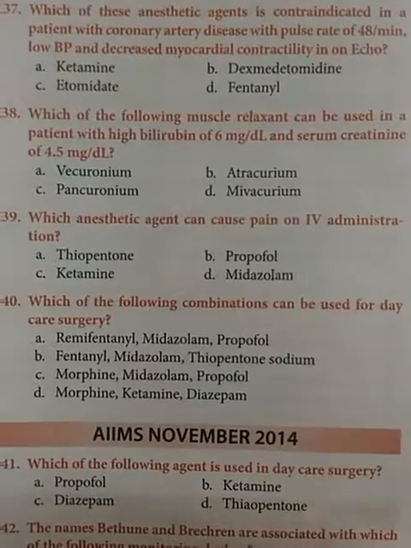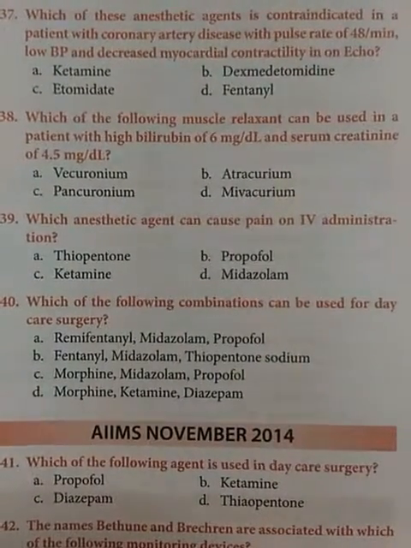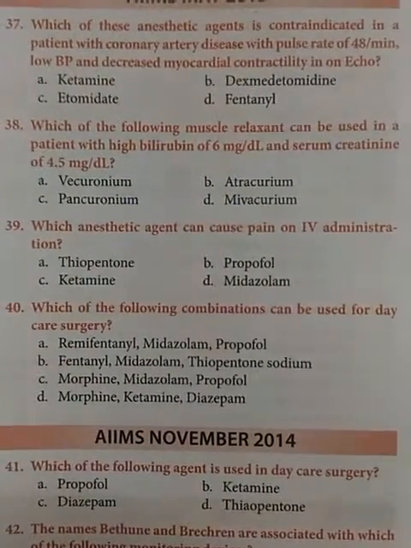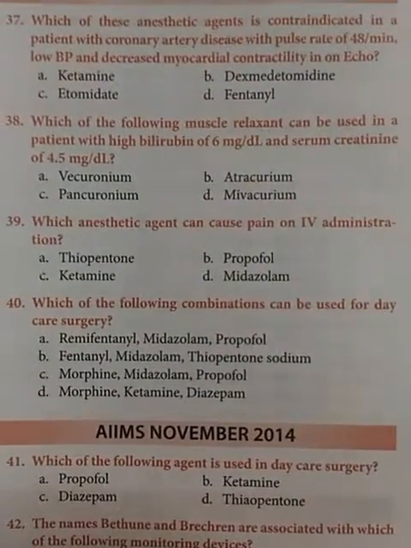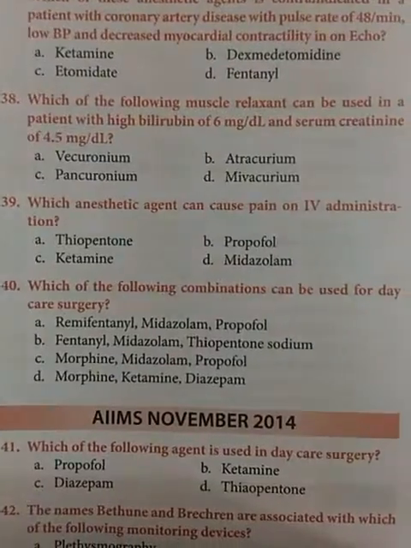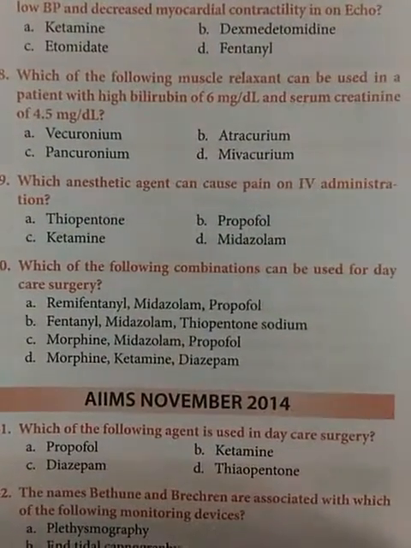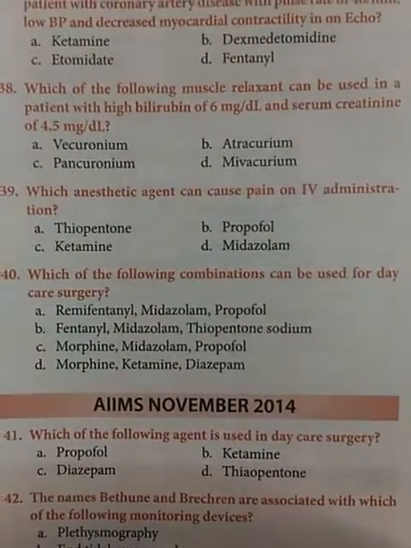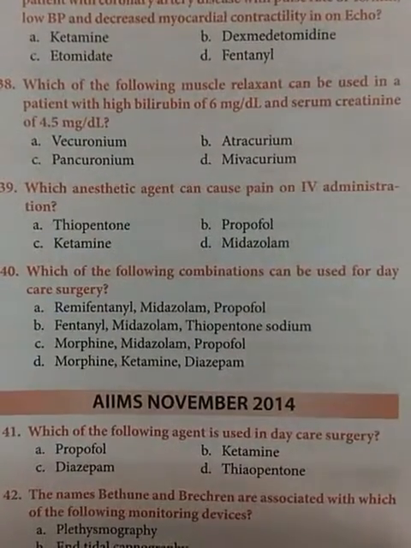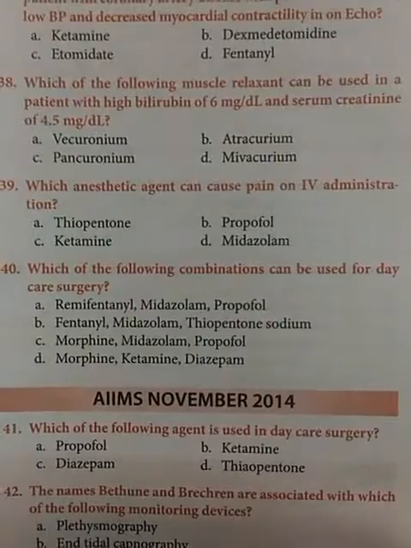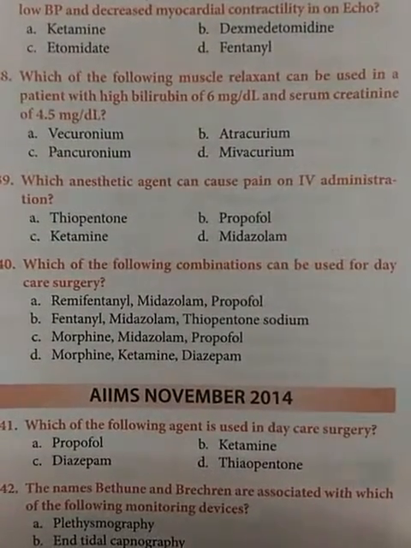So during Hofmann elimination and by the liver, so there's no need. If the serum creatinine is more than 4 or 4.5, it's safe. So the answer is atracurium. Which anesthetic can cause pain? Three are painful: PET, that is propofol, etomidate, and T, thiopentone.